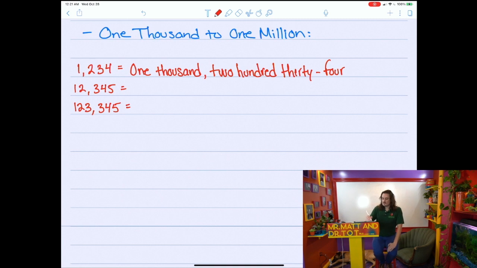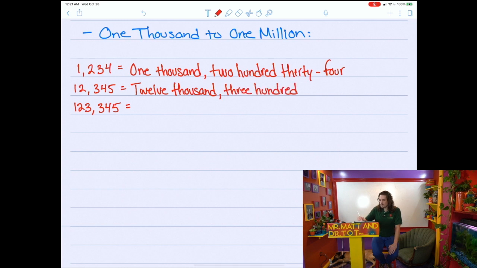The second one, we have 12,000, comma, 300, 40 hyphen 5.